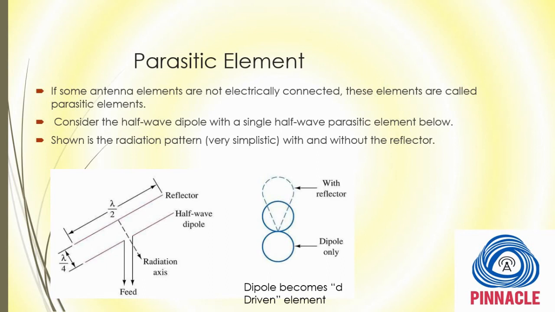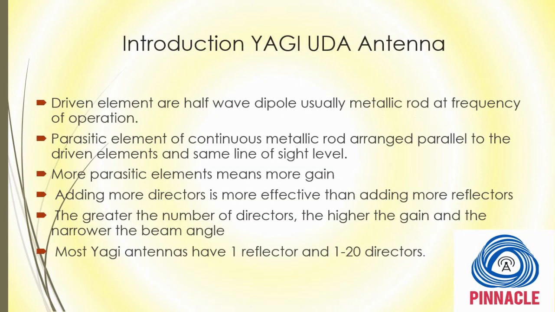Driven elements are half-wave dipoles, usually metallic rods at the frequency of operation. Parasitic elements of continuous metallic rod are arranged parallel to the driven element at the same site level. More parasitic elements mean more gain and higher directivity. Additionally, adding more directors is always much more effective than adding reflectors. The greater the number of directors, the higher the gain and the narrower the beam angle. Commonly used Yagi antenna can have 1 to 20 directors and 1 reflector.